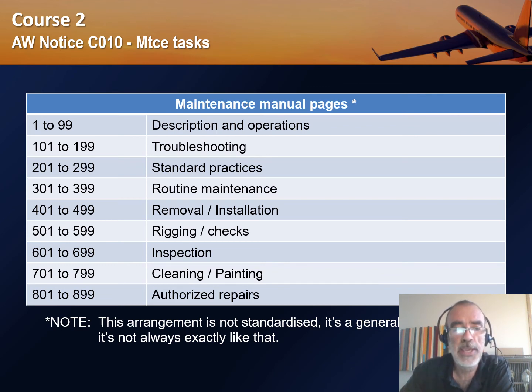Even in our case, for component maintenance, the inspection was in the 600 pages. Also, we had the overall or standard practices in the 200. So this was pretty much the same established page block numbers even for component maintenance manuals.